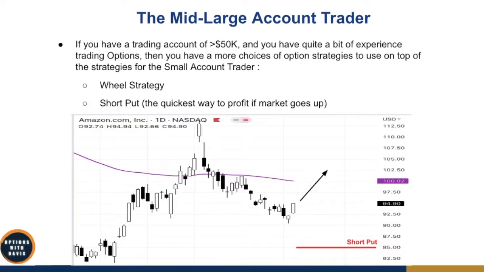Now, other than the wheel strategy, there are other strategies that you can use, and the quickest way for you to profit if the market goes up would be with the short put. This is your classic vanilla option strategy.